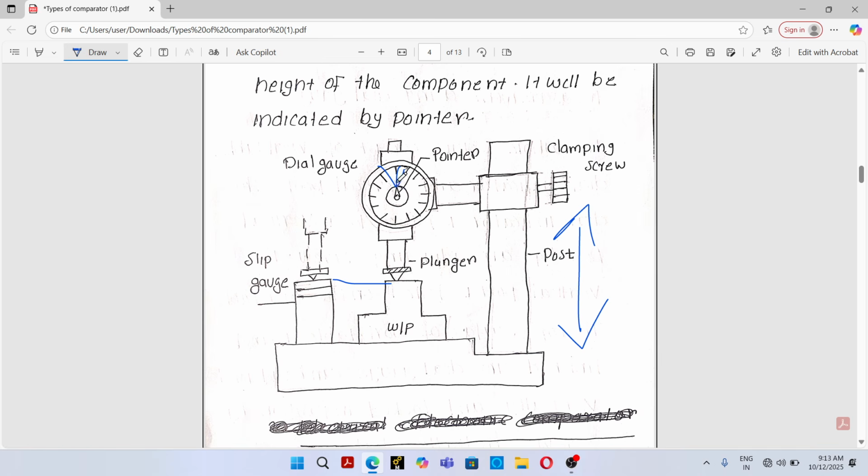It will be either move left side of the zero or right side of the zero. Then the reading will be taken. So in this way, the dial indicator is used to check the dimension, or compare the dimension of the workpiece with the standard. The standard used here is the slip gauge.